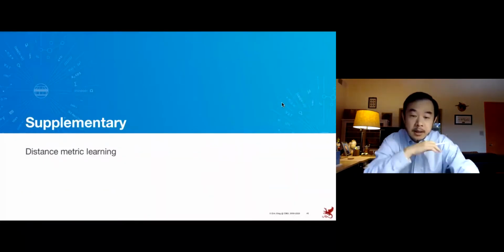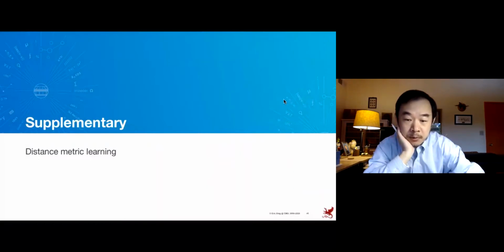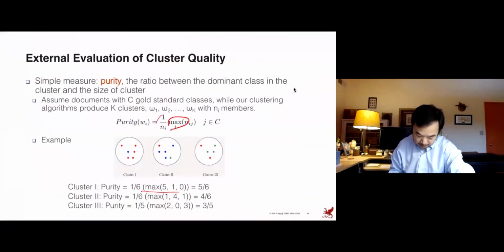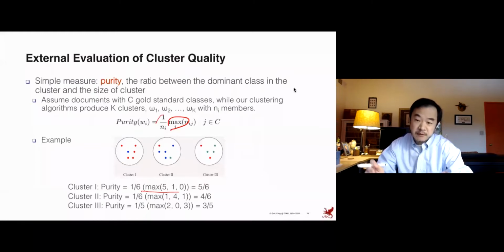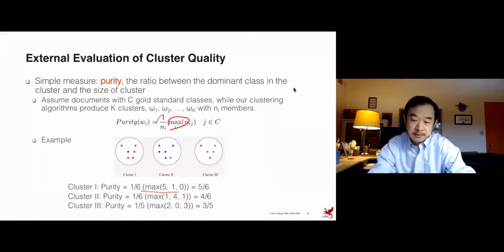So any questions there? I don't quite catch the notation of the purity. What is WI? Let's see. Oh, okay. Thanks for pointing that out. Yeah, the WIs are, let me see, I need to remember. These are just the reference to the K clusters.